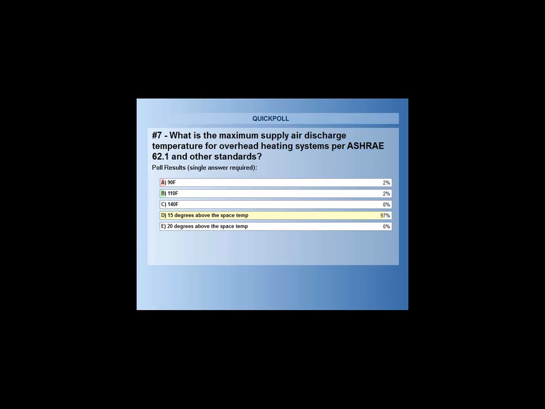Some of you, I understand why you said 90, because it's often assumed a 75-degree room, and the 15 degrees would give you 90. But if you have a 72-degree room, then the answer is 87. If you have a 70-degree room, the answer is 85. So the correct answer is D, 15 degrees above the space temperature.